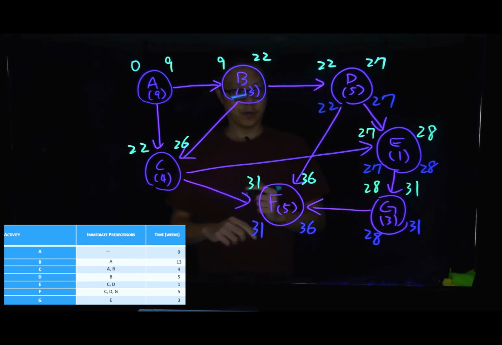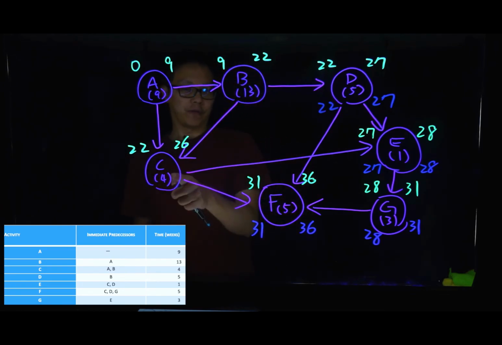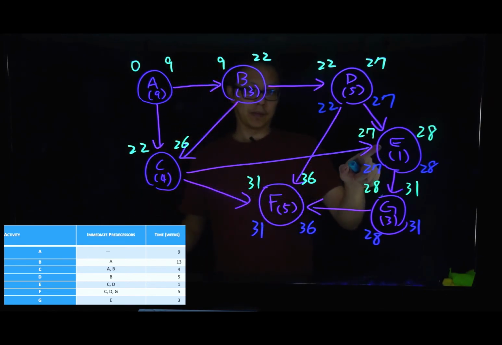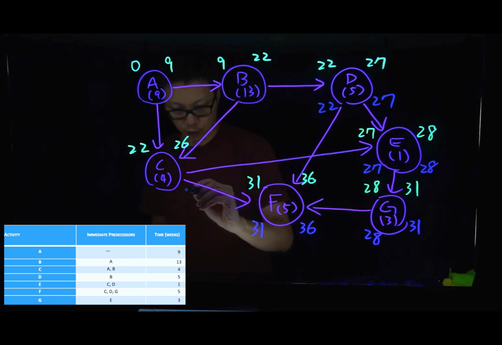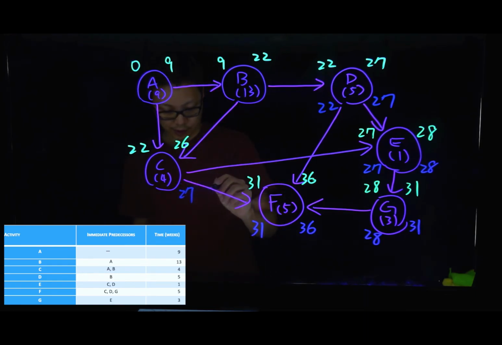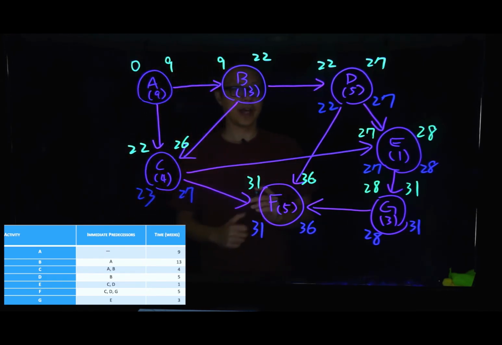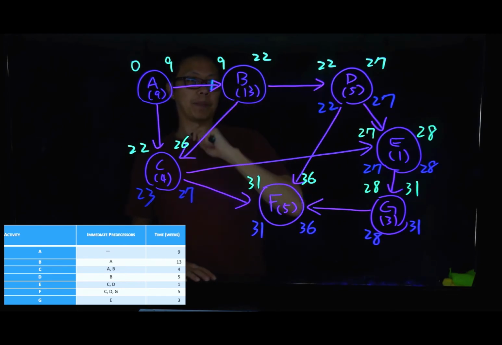Similarly, for C, we know we need to make sure we finish C before we start to work on F and before we start to work on E. And the earliest time we need to finish C in this case will be 27. So 27 subtract by 4, that will be 23. Okay? The next point we can work on will be B.